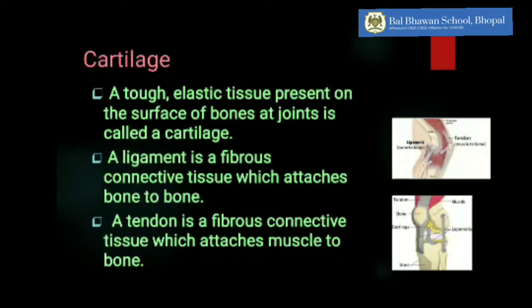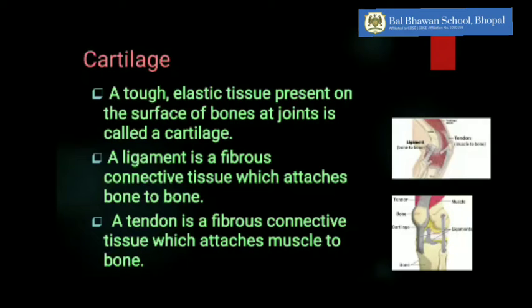Next we talk about something very interesting. First is cartilage. Now a cartilage is a tough elastic tissue present on the surfaces of the bone, and you know that most joints are covered with this tough elastic cartilage, and this protects the bones from wear and tear.